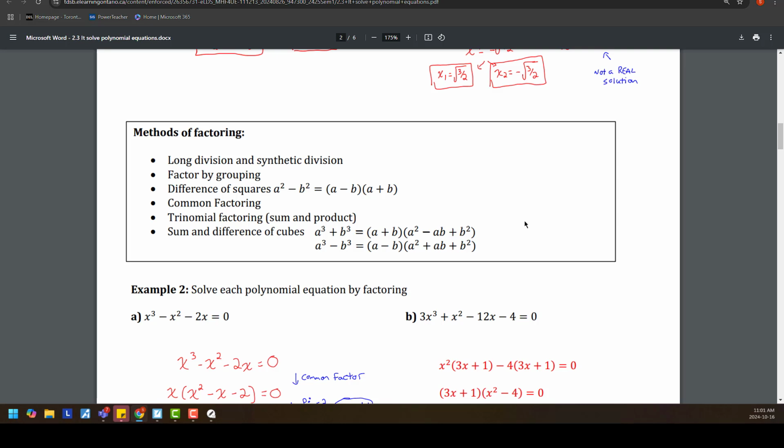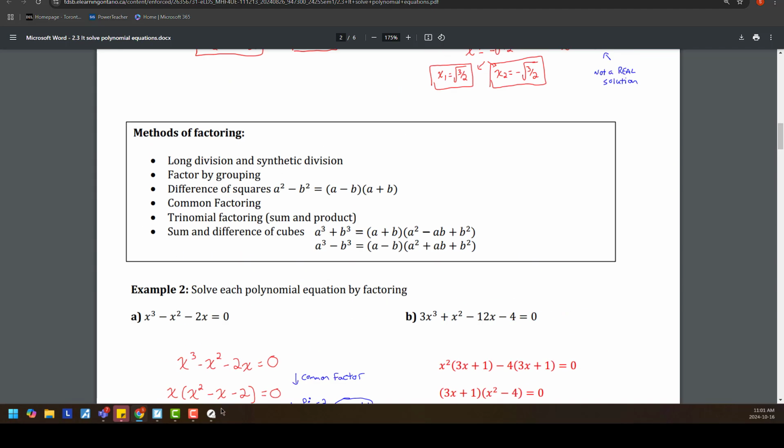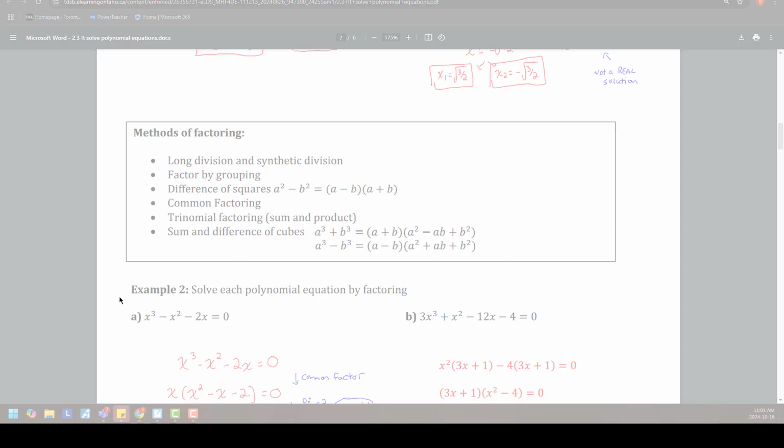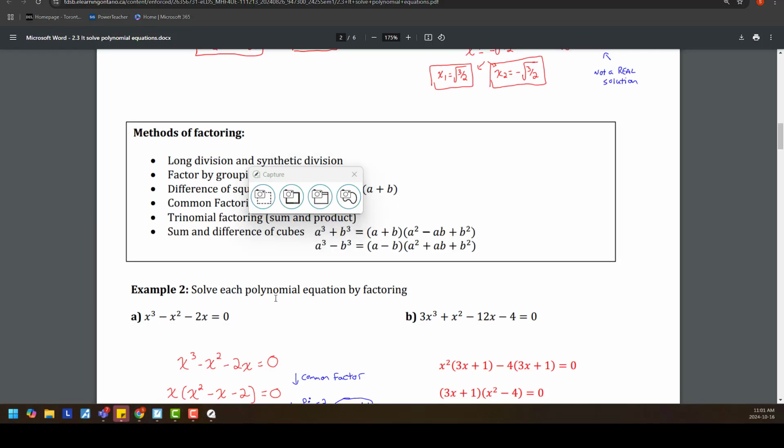So here we have an example of factoring something that's in the form a cubed plus b cubed, or factoring something that's in the form a cubed minus b cubed. And we're gonna go into some examples from those. Let's do some basic factoring and then solving.